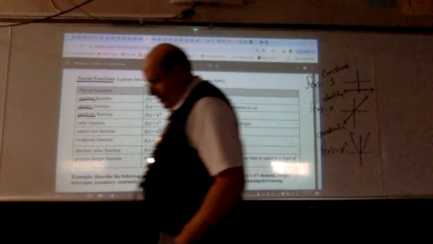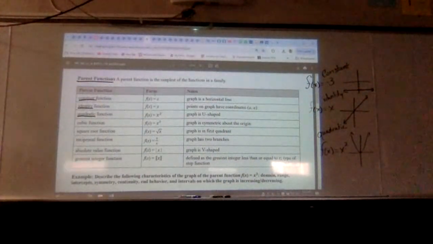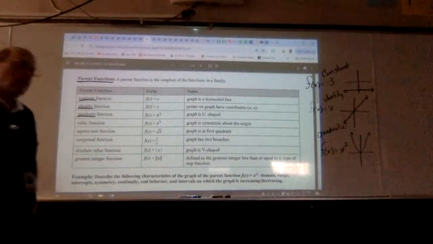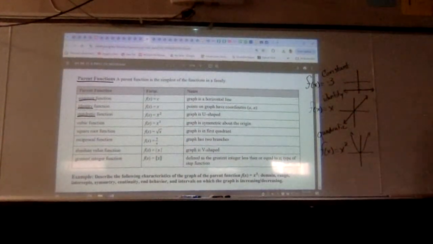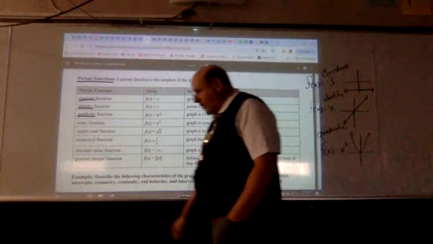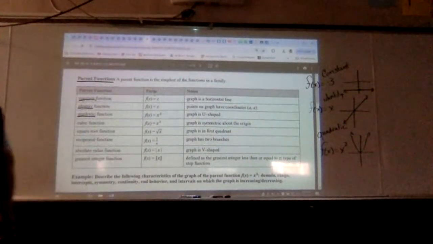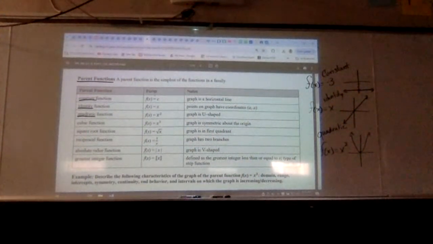Maybe I'll write on the other side for the other ones. There's only one that we're really going to ignore because I have yet to find a good reason to use it in life. The bottom one, greatest integer function. We don't use that graph in real life very often. I haven't found a good example of that. So I'll mention it, but we don't test on it.